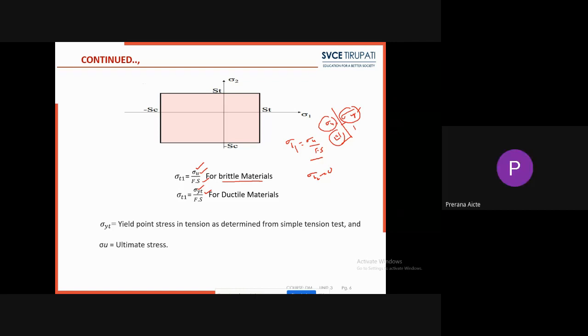No, wrong answer. For example, if I drop one teacup, what happens? Before breaking, will it give any signal? That is a ceramic material. At home, while you drop the teacup, what happens? Will it give any signal before breaking?